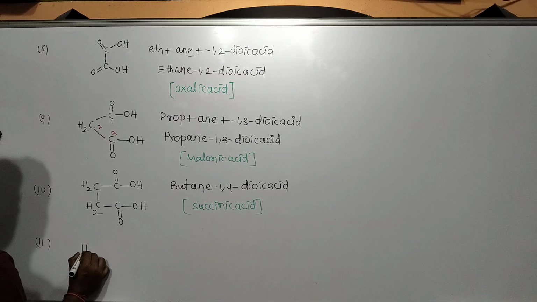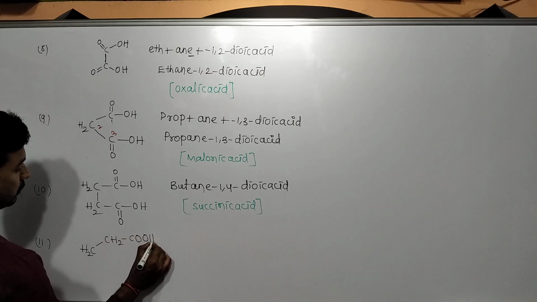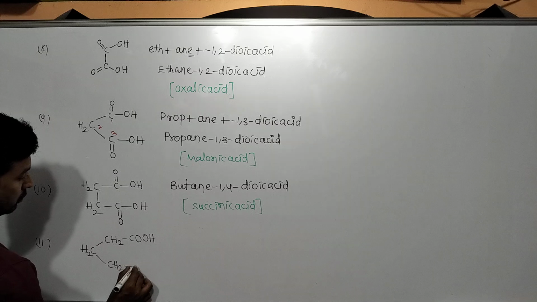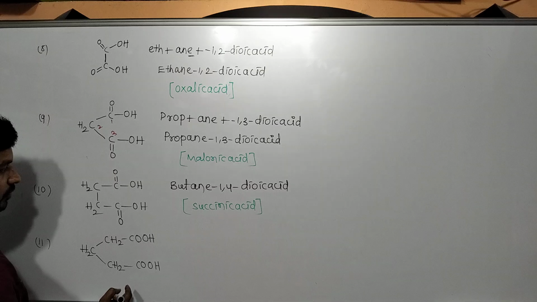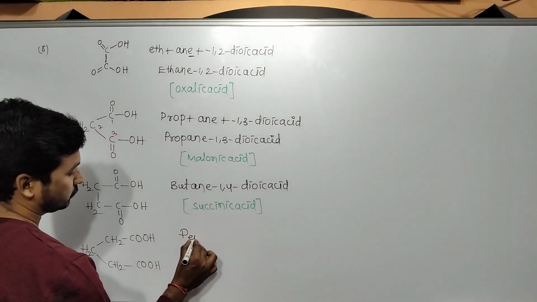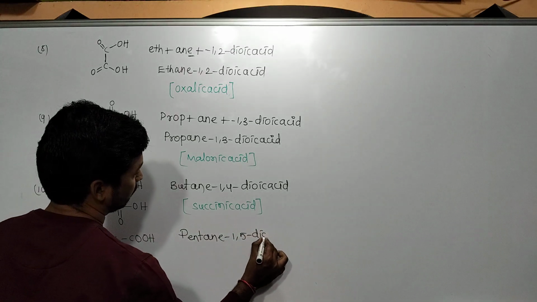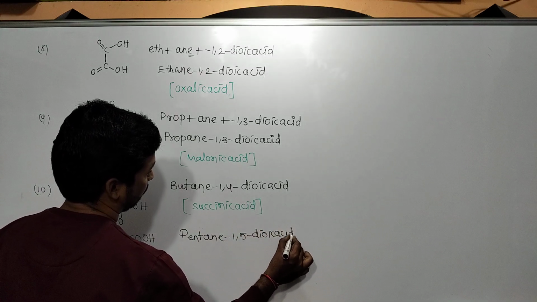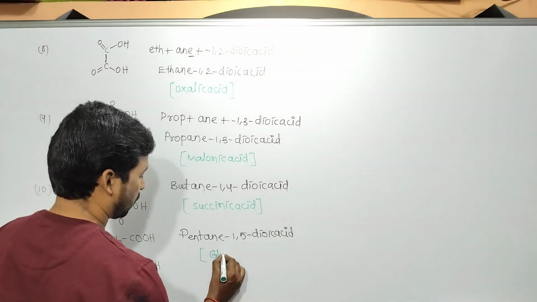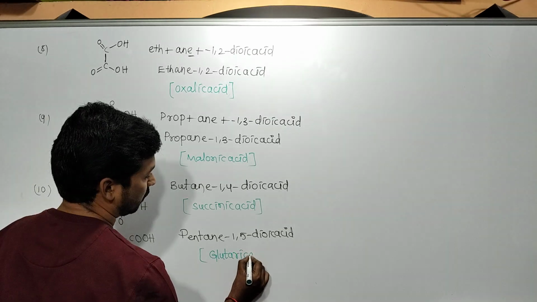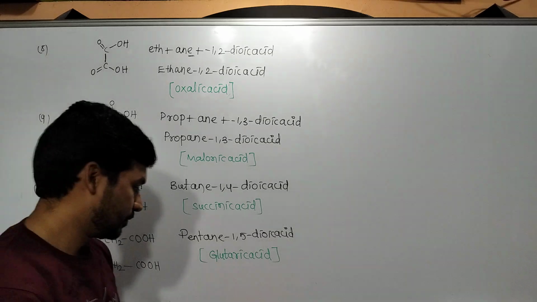If 5 carbon atoms are present, CH2, COOH, and here CH2, COOH. Total 5 carbon atoms. In this case, count the number of carbon atoms, 5. Pent, ane, 1,5 dioic acid. The common name for this one is glutaric acid.